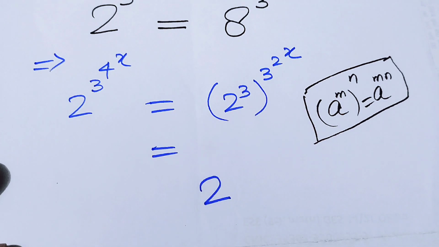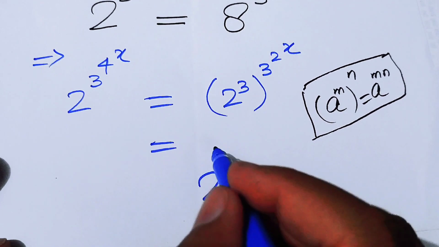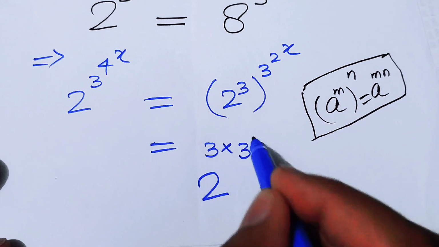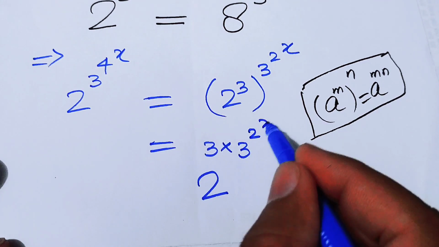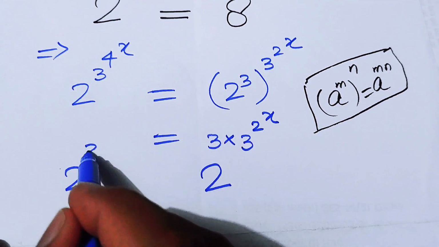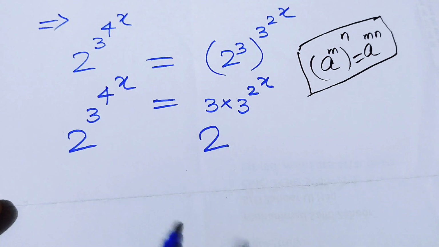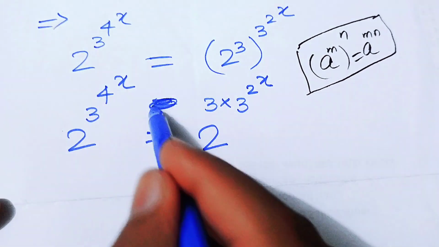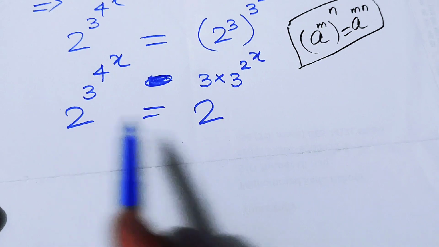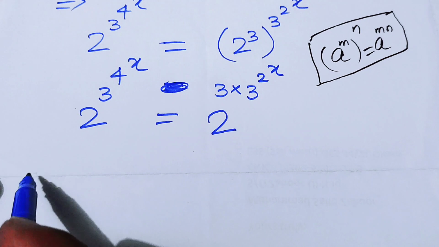Now we use this exponential law, so according to this law we have 2 to the power of 3 times 3 to the power of 2 to the power of x, and its left hand side is 2 to the power of 3 to the power of 4 to the power of x. After that you can compare both sides. You see that bases on both of the sides are same, so that its exponents are equal.